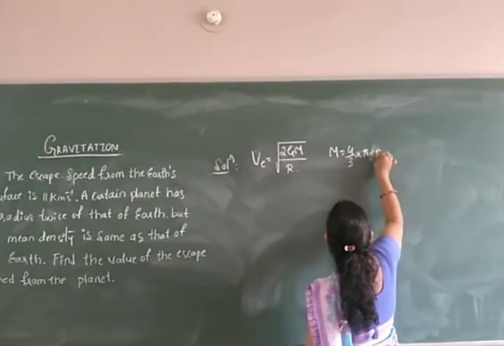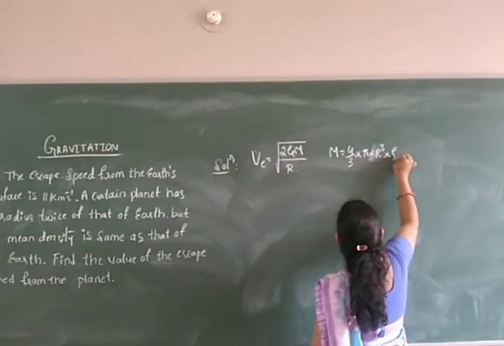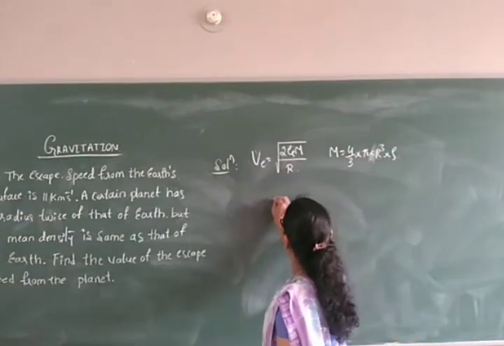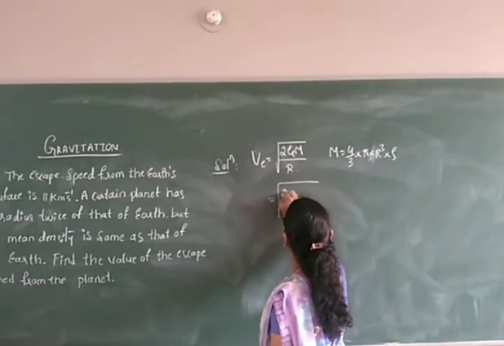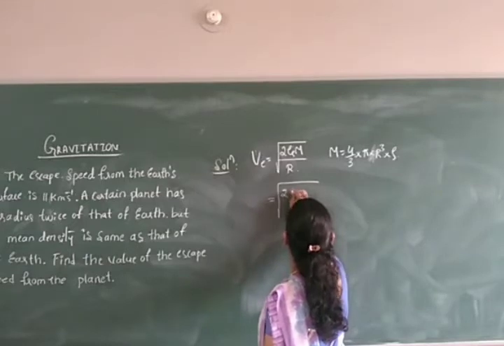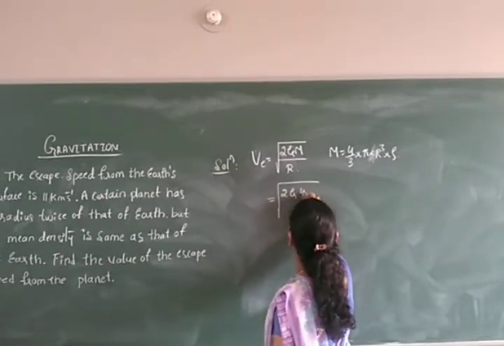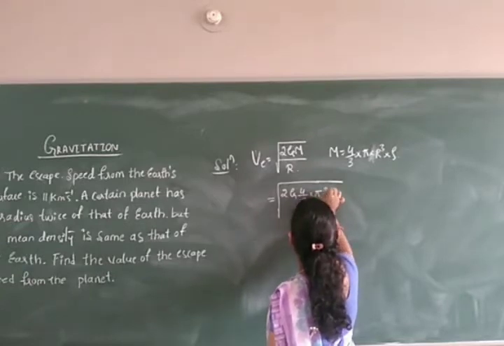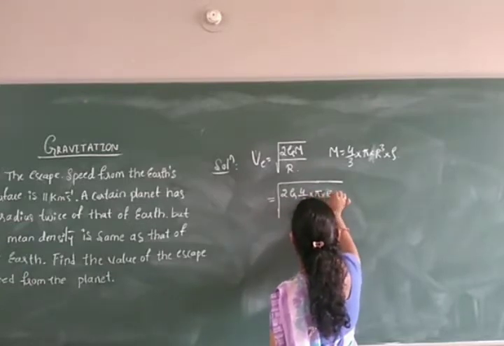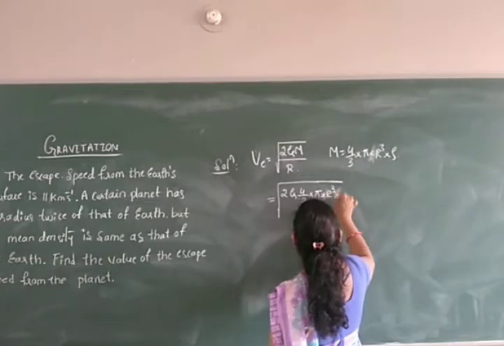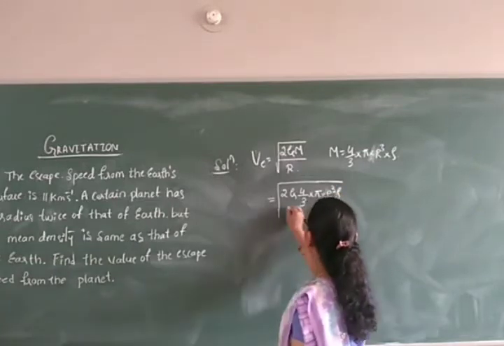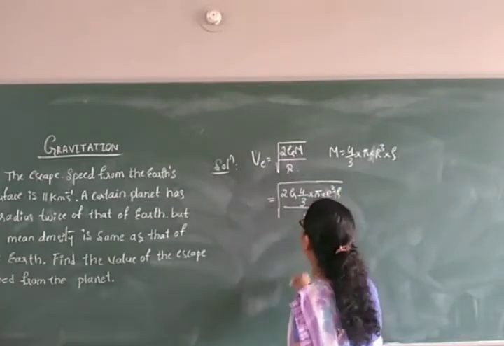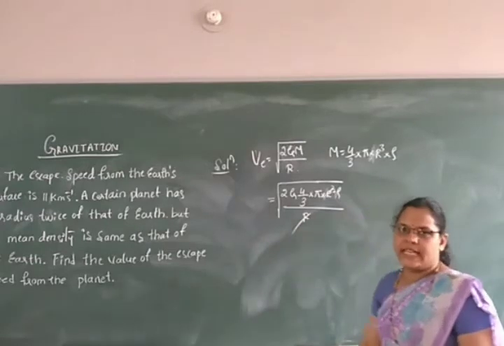So here r is what? Radius of the earth. Rho is the density. Now place it here: 2GM. For M, I will put 4 by 3 pi r cube into rho here, divided by r. So here 1r and 1r will get cancelled.